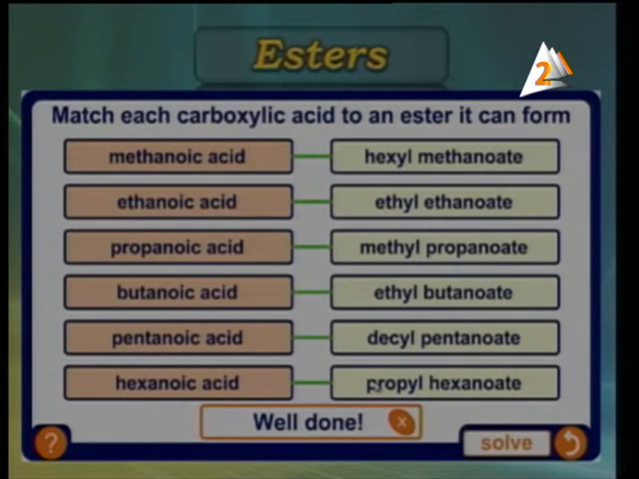Why? Because each one of the carboxylic acids contains the phrase oic acid, like methanoic acid, ethanoic acid, and we have methanoate, we have ethanoate. So this is the nomenclature of this type of compound that is called esters.